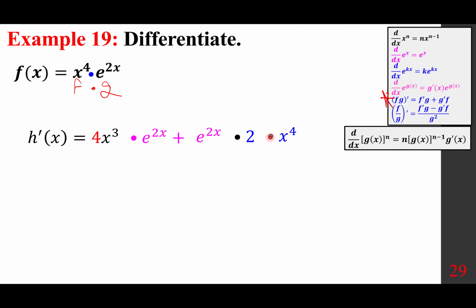So what is in common? Between 4 and 2, 2 is in common. Between x cubed and x to the power of 4, x cubed is in common, and e to the power of 2x is identical, that is also in common. If you divide this piece by this piece, it just gives you 2, everybody. And if you divide this piece by this piece, it just gives you x. So we get 2x cubed e to the power of 2x. This gives us 2, this gives us x, times the parentheses 2 plus x. That is the final answer.